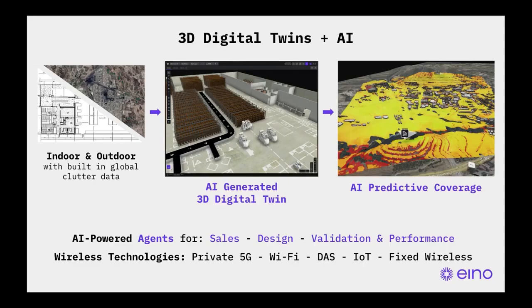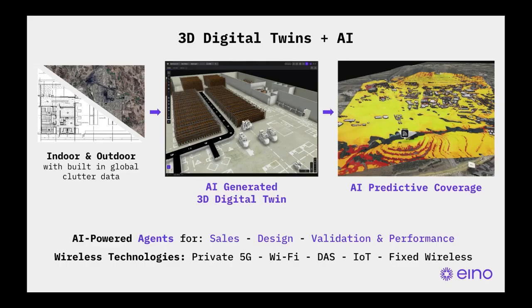And finally, once we've done that, we use AI engines to generate our coverage map and our capacity map, and all of that can happen within the conversations that we are having with the customers, live. And this is just focused on the design side of it, but we can think of it for the entire workflow.